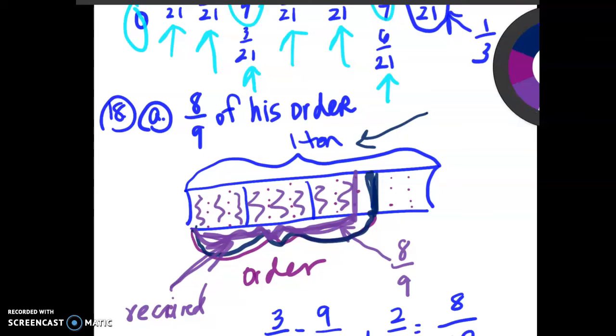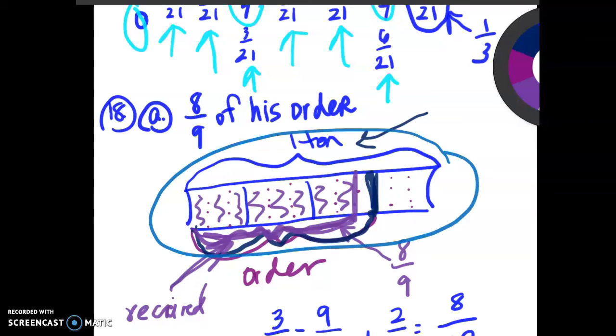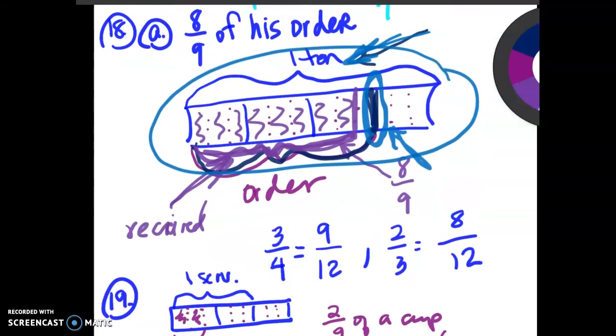Look what happened. In the beginning, our whole is the ton, and so he ordered 3/4 of a ton. That's the unit amount. He received 2/3 of a ton. That's the unit amount. But then the question is, how much of his order did he receive? Now the unit amount has changed, and now our unit amount is right here. So now the order becomes the unit amount. So he received 8/9 of his order. Gosh, I hope that makes sense to you guys.